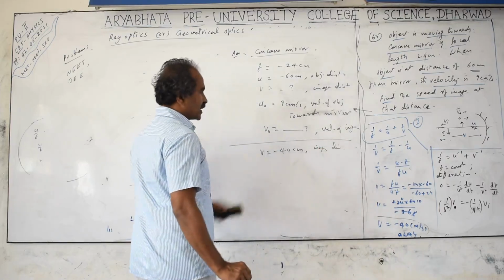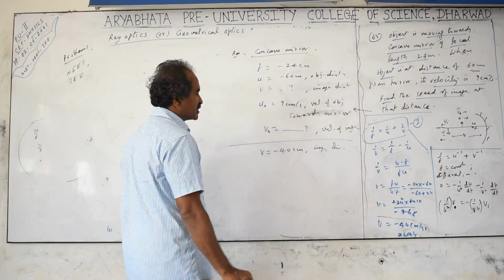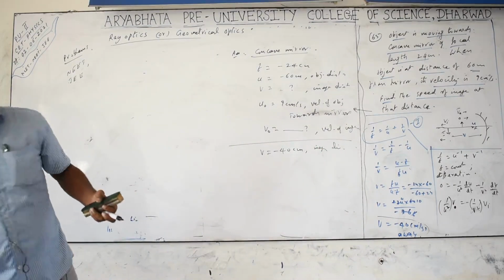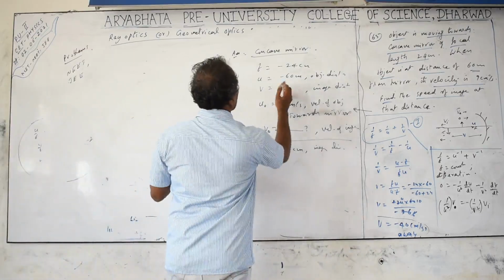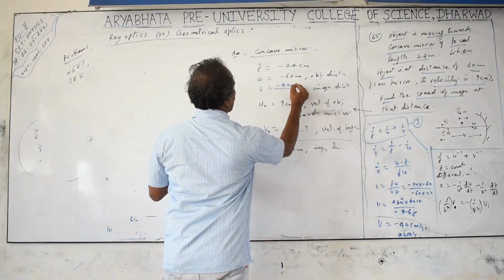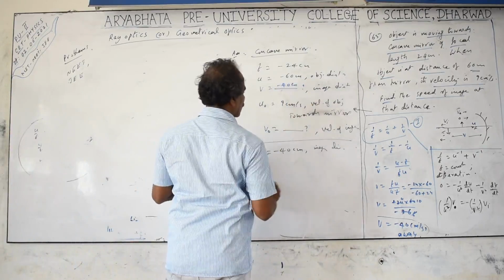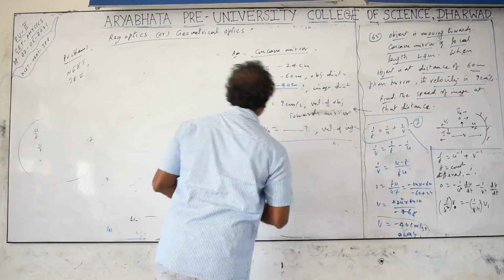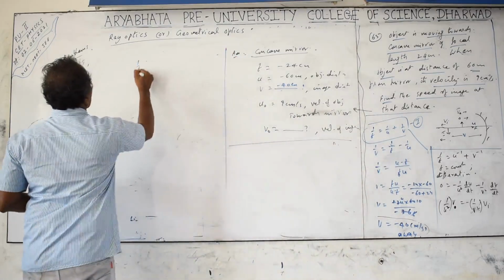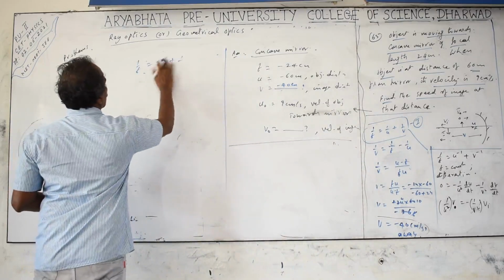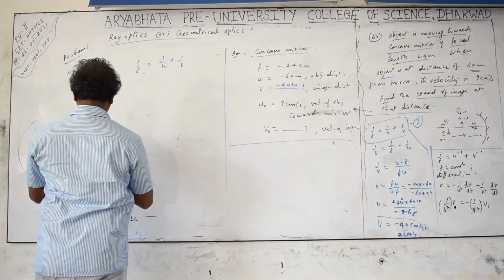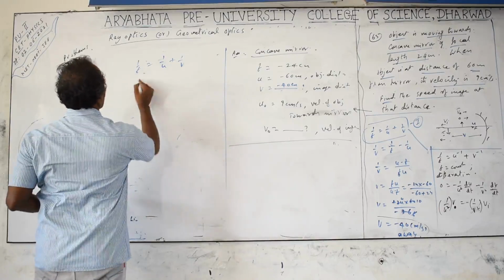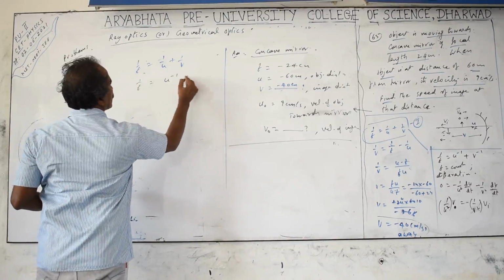Next, we have to find the velocities relation. We got the value as minus 40 centimeters, which is what we calculated. To find the velocity of the image, we take the same equation: 1 by f equals 1 by u plus 1 by v. Written in terms of powers, 1 by f is equal to u to the power of minus 1 plus v to the power of minus 1.